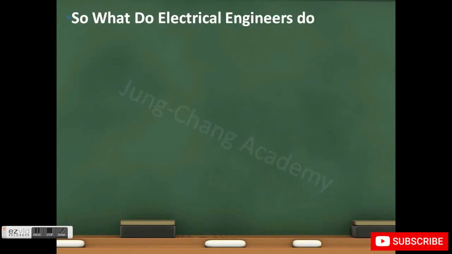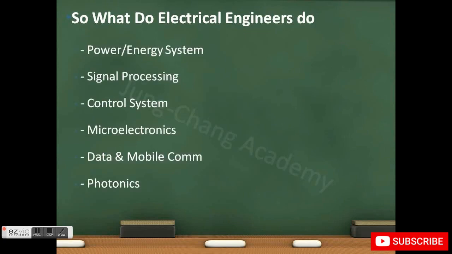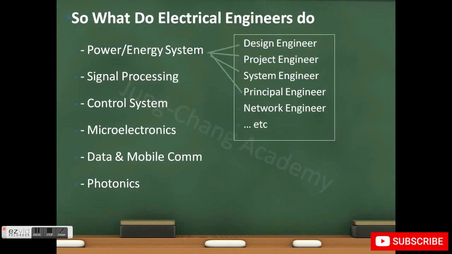So that brings us to the next question. What do electrical engineers do? In each one of these fields, the engineers can be further assigned for different roles. For example, there are design engineers who do the initial design, project engineers who manage a particular project, system engineers who maintain and monitor all existing systems, and etc.